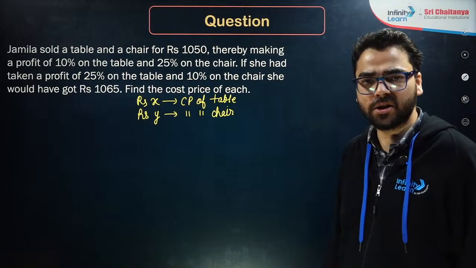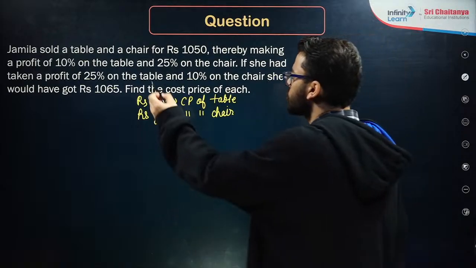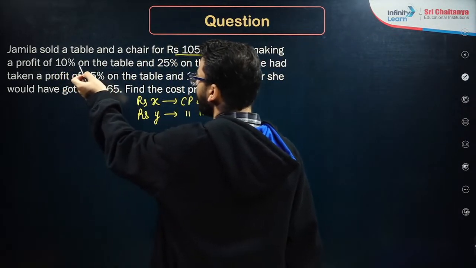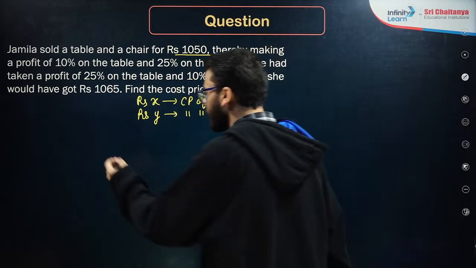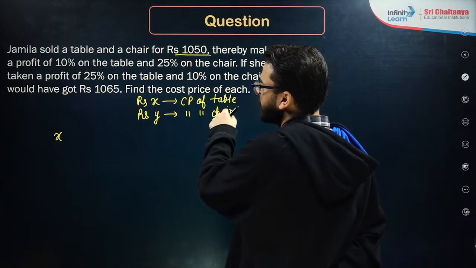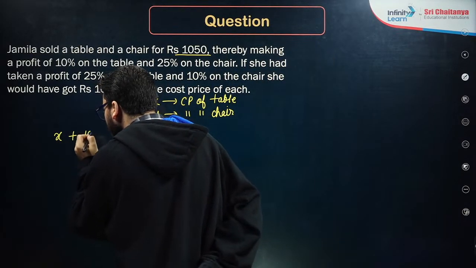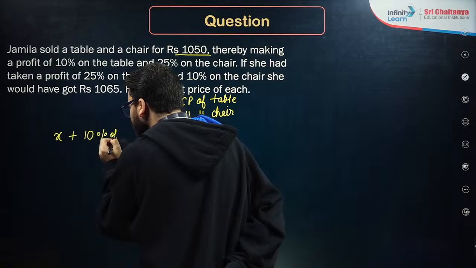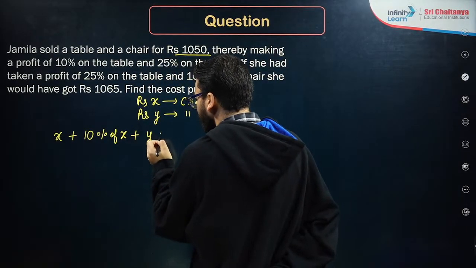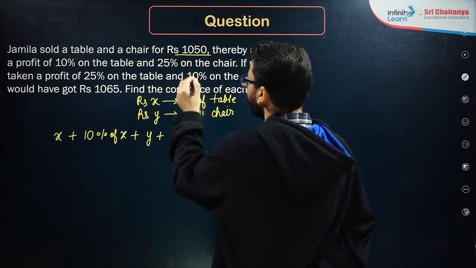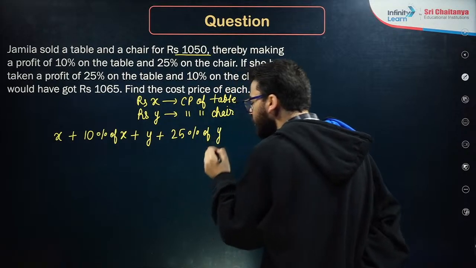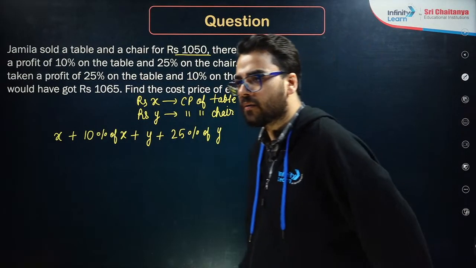Now let's form equations over here. It's written that Jamila sold a table and chair for this, thereby making a profit of 10% on table and 25% on chair. So you see, cost price of table is x, profit of 10%. So plus 10% of x only, plus y, this is the cost price of chair, plus profit of 25% on chair. So 25% of cost price only. So you see, this is the total selling price or not.